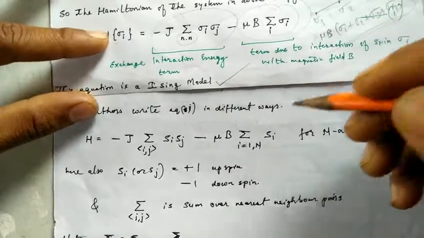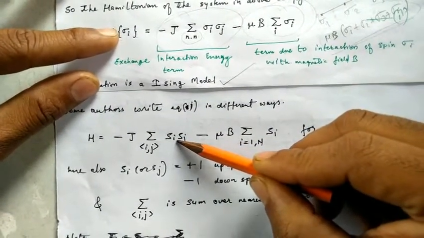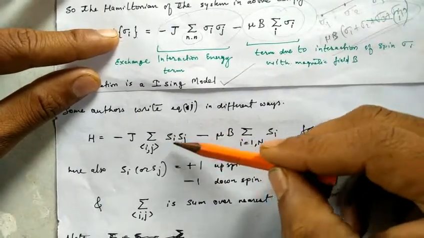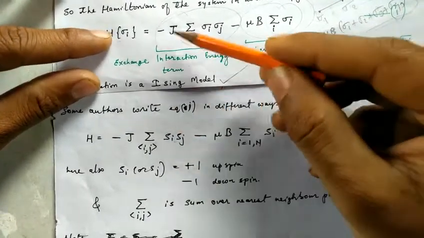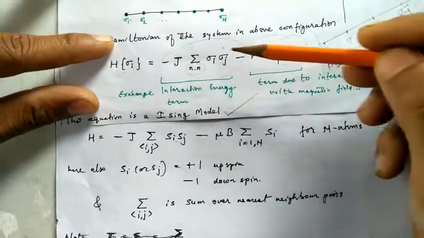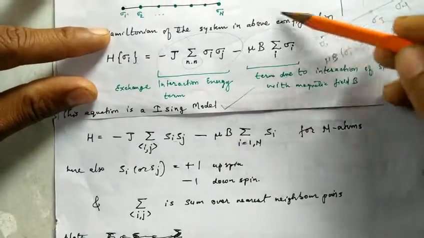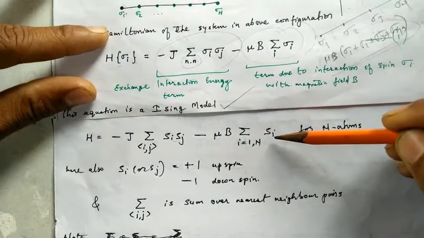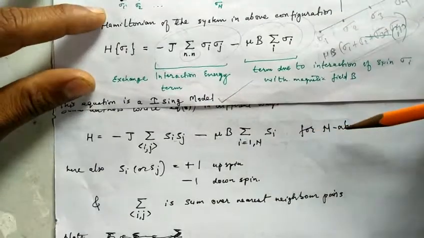In this way of writing, your sigma i is just replaced by Si. So your spins are now denoted by Si, Sj. It is exactly similar to this expression, and this is your additional potential energy, which is also similar to this. Here also the sigma i has been replaced by S subscript i, and this whole Hamiltonian has been written for n atoms.